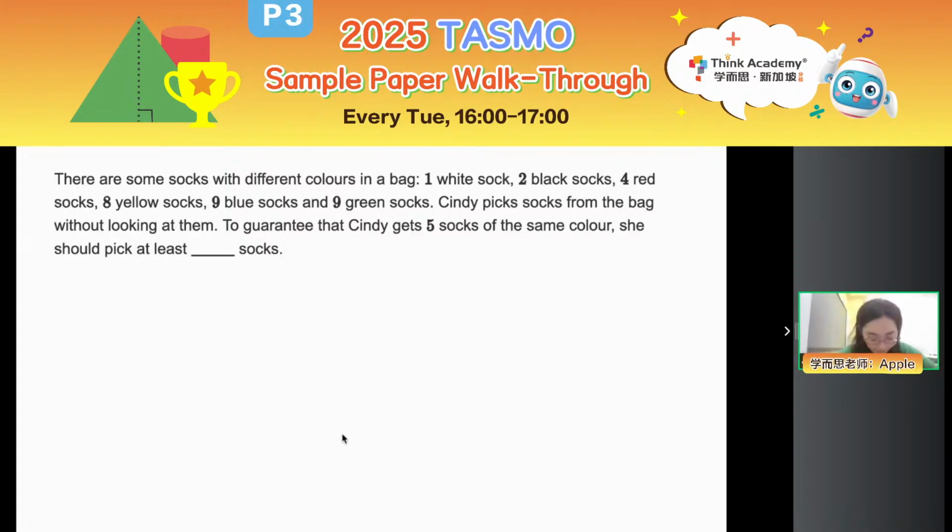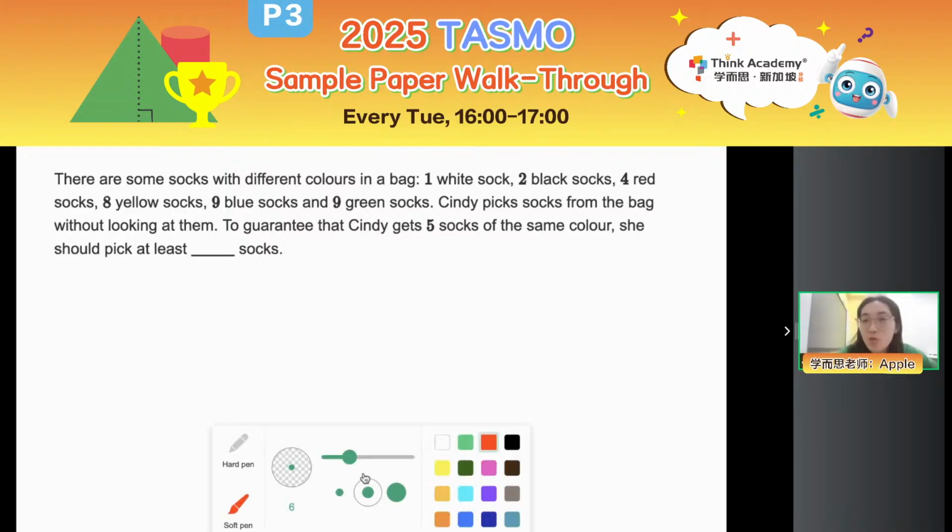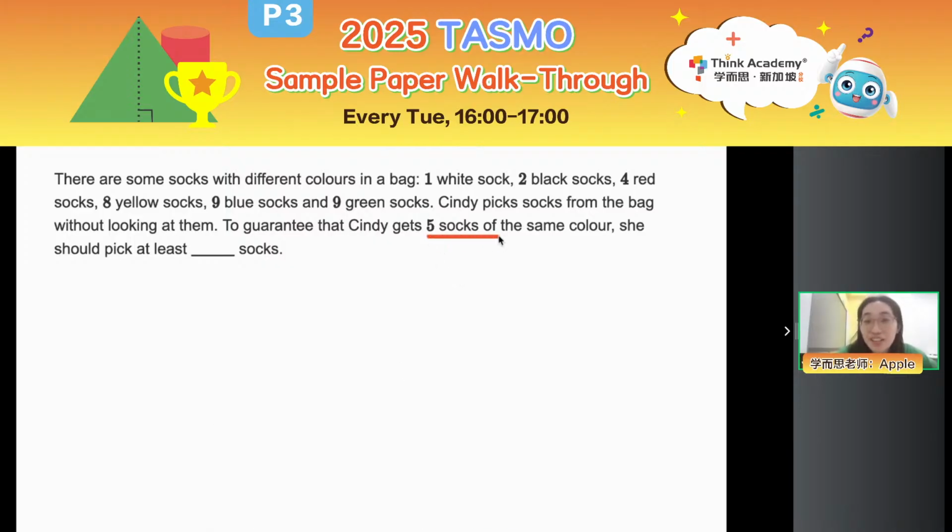Okay, following this, this is question 19. There are some socks with different colors in a bag. 1 white sock, 2 black socks, 4 red socks, 8 yellow socks, 9 blue socks, and 9 green socks. Cindy picks the socks from the bag without looking at them. To guarantee that Cindy gets 5 socks of the same color, okay, so what is your target here? 5 socks of the same color. She should pick at least how many socks?